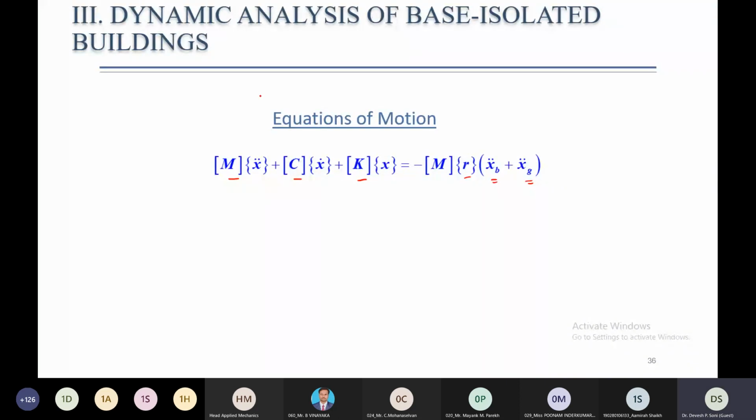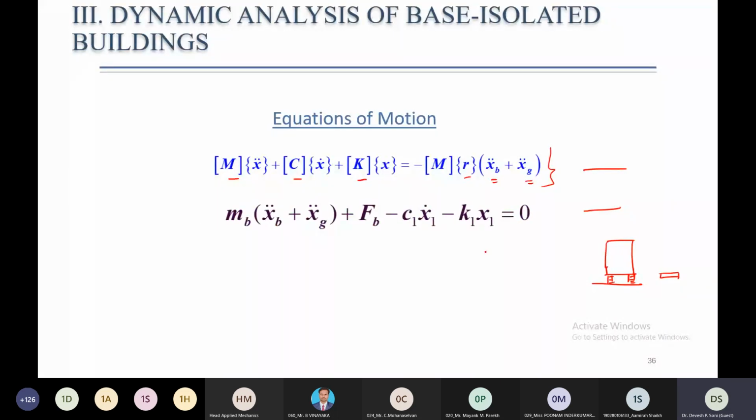For a base isolated structure, usually two different equations are written. One equation is written for the superstructure and the second equation is written for the base mass. This is due to the reason that the base mass is directly resting on the isolators, right? And the isolators, you know, they are nonlinear. So in order to take into account the nonlinear behavior, the equation is written separately for the base mass and a separate equation is written for the superstructure. So the first equation is for the superstructure and the second equation is for the base mass. These two equations are combined together to solve using any numerical time stepping method.